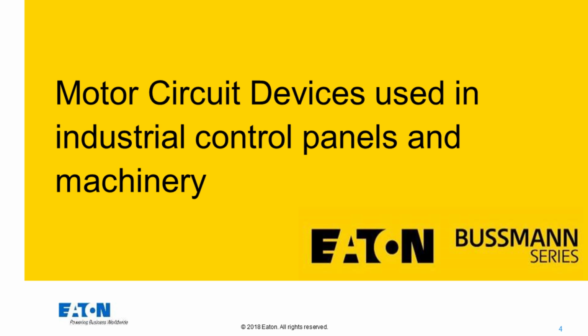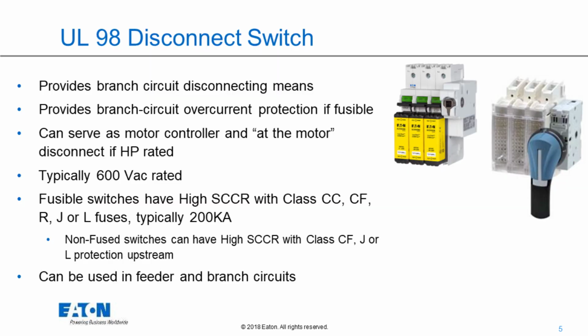So, here are the most commonly used motor circuit devices used in industrial control panels and machinery. First one we'll look at is the UL98 disconnect switch. I lost the non-fuse off the picture here. Don't know what happened to that one. There's supposed to be 3 switches there, but picture a non-fuse switch right below the 2 fusible ones there.